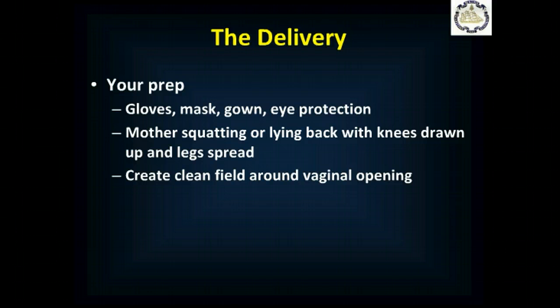So what do you need to do? You need to put on your gloves, your mask, your gown, and your eye protection. Mom can either lie on her back with her knees drawn up and the legs spread apart, or she can squat. And if you're in a situation where she can squat, that makes gravity her friend and yours and makes the delivery much easier. You want to create a clean field around the vaginal opening. It doesn't have to be completely sterile, but you want to make sure that there's not dirt or other contaminants. Less for the fetus, which should do okay, and more for mom so that she doesn't get a post-delivery infection.